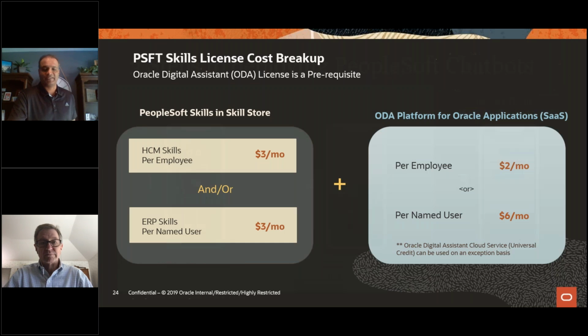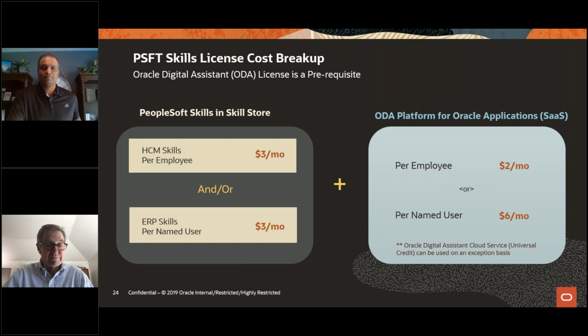Right. Thanks, Dave. And then finally, we talked about the licenses that are required. The basic fees for these are on the ODA side. If you're expensing this or you're paying for this by employee, it starts at about $2 a month.